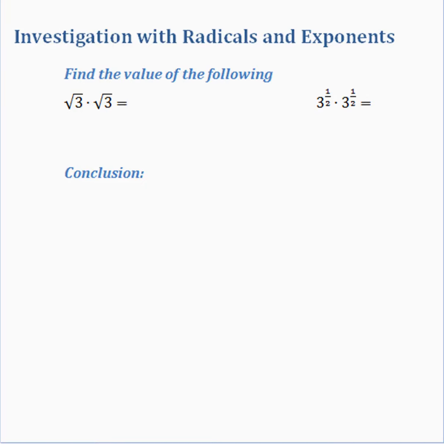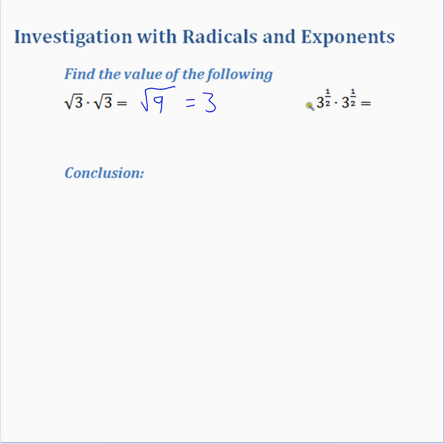Now what we're going to do is find a relationship between radicals and exponents. So we just talked about our rules of exponents, and we're going to find a relationship here. Find the value of each of the following. The square root of 3 times the square root of 3 is the square root of 3 times 3, which is 9, which is just 3.